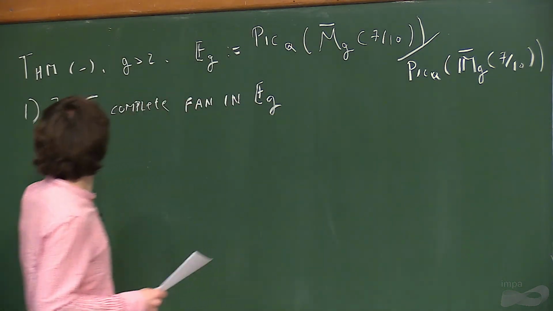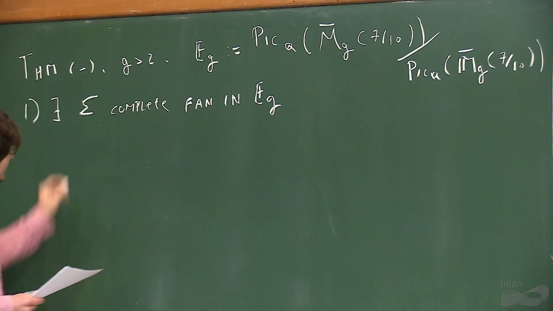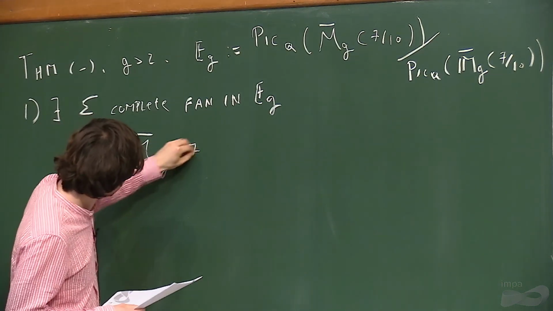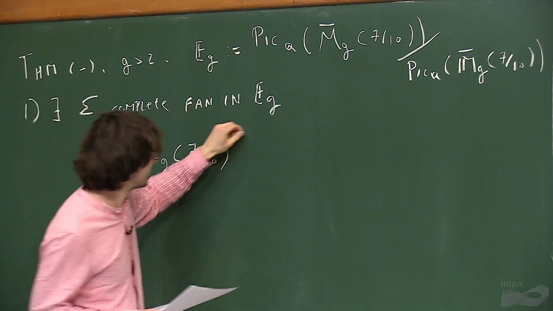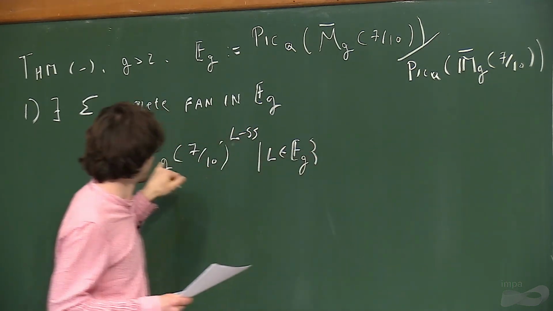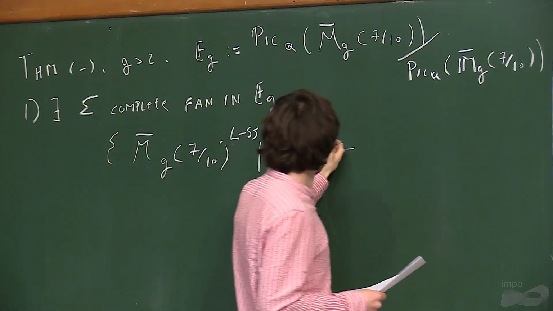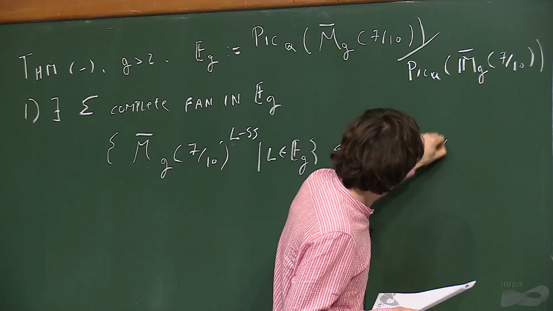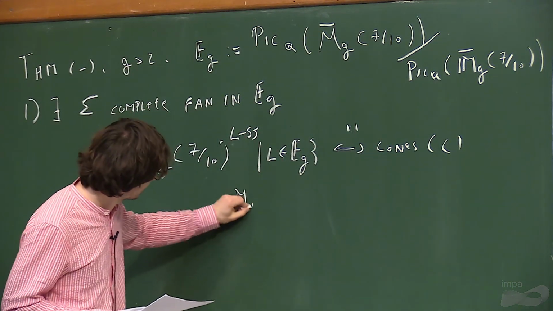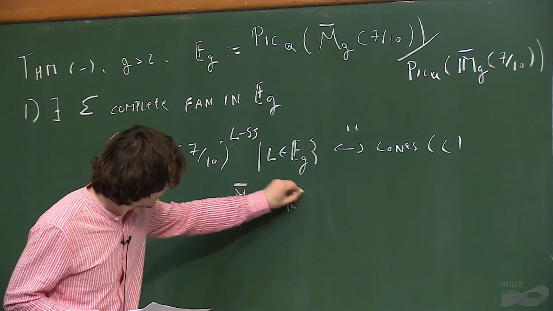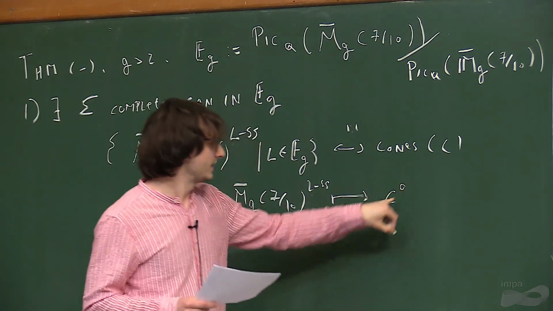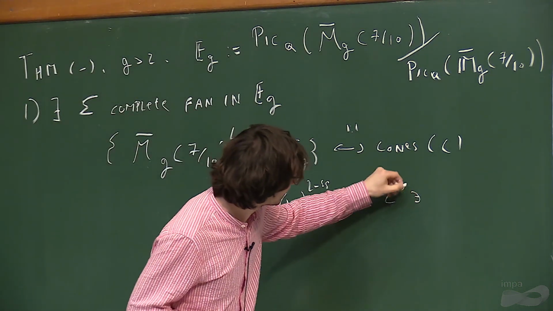Good. So there exists a complete fan in A_g such that we can establish a bijection between the semi-stable loci with respect to an element in A_g, and I will explain later what semi-stable loci means, and the cones of sigma. And the bijection is given by sending M_g^{7/10} semi-stable to the cone that contains the element L in its relative interior.